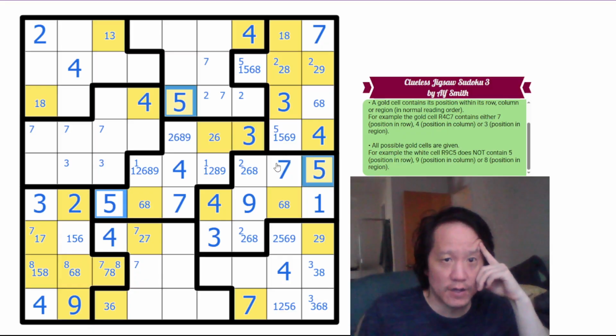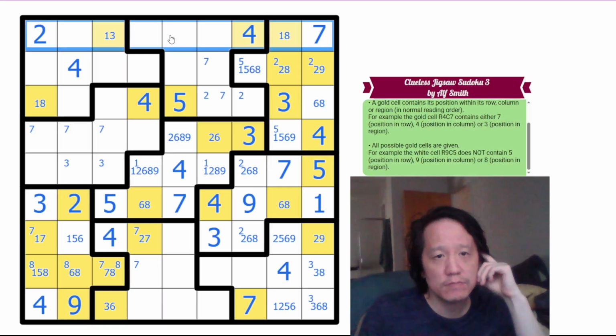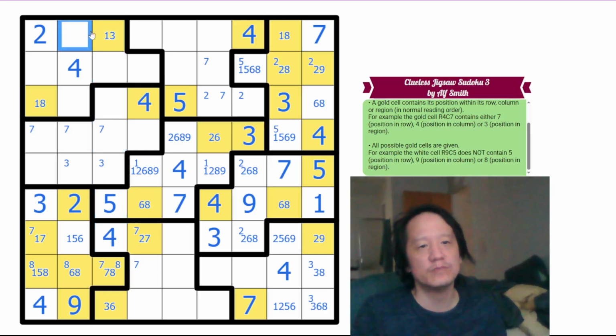Where are the 5s in row... Where's the 5 in row 1? Cannot be here because of the 5 in the region. Can't be here because of the way that the gold cell works, and this is filled out. Can't be here because of the 5 in the column, so this must be a 5 here.